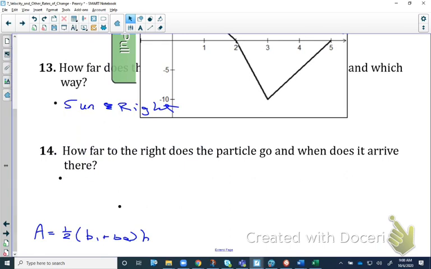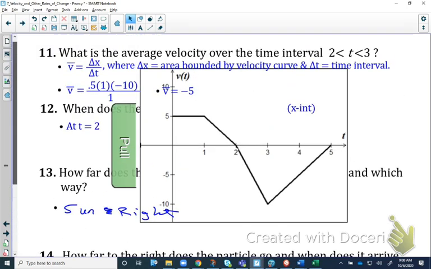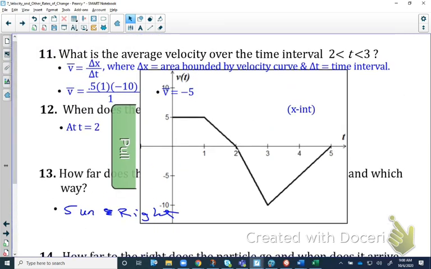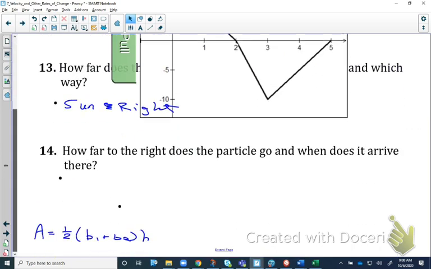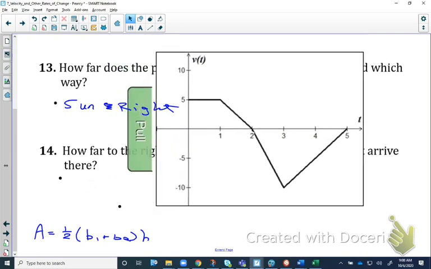Question 14: again, how far to the right does the particle go, and when does it arrive there? So again, how far to the right, that's very similar to what we saw in 11, where it's talking about the average velocity. How far does it go? We're talking about the overall movement or the displacement of something. How far did it move? That's going to refer to the area under the curve again.